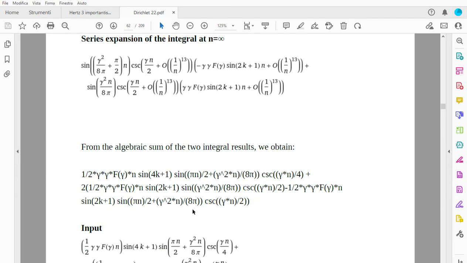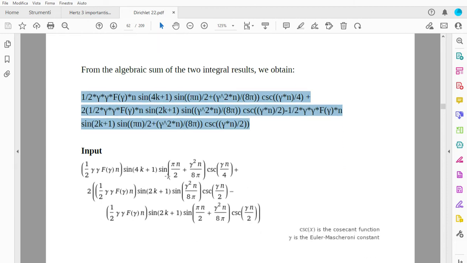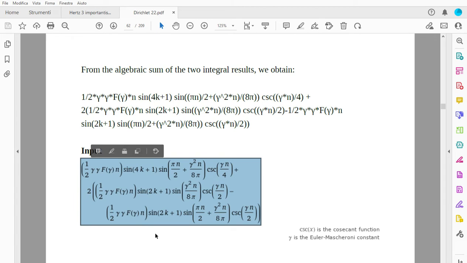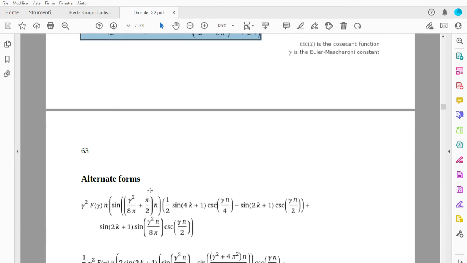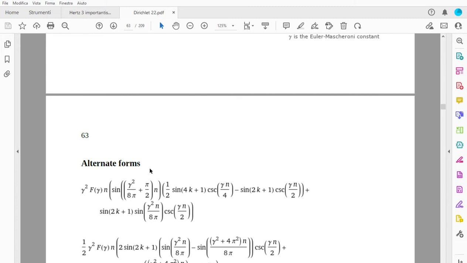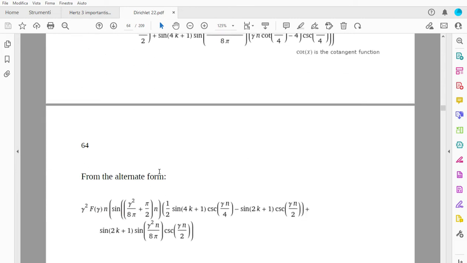Now, from the algebraic sum of the two integral results, we obtain this expression. Also here the study of the function, the alternate forms, derivative, and so on.